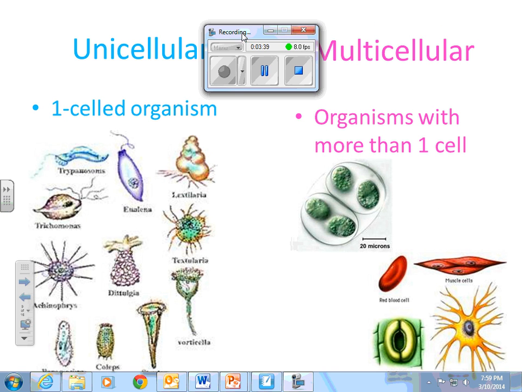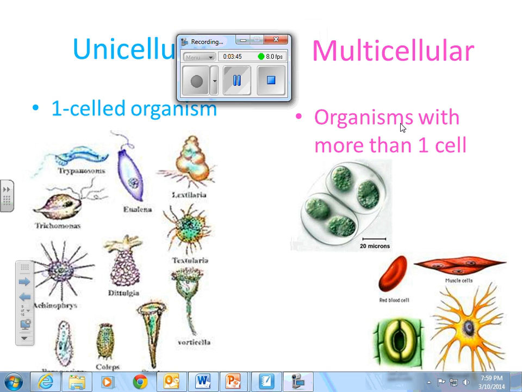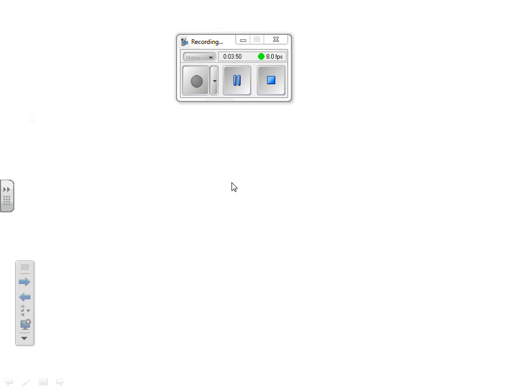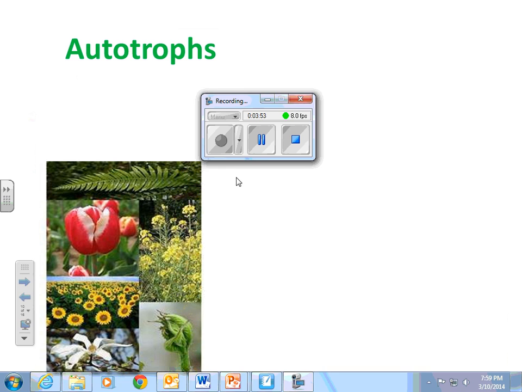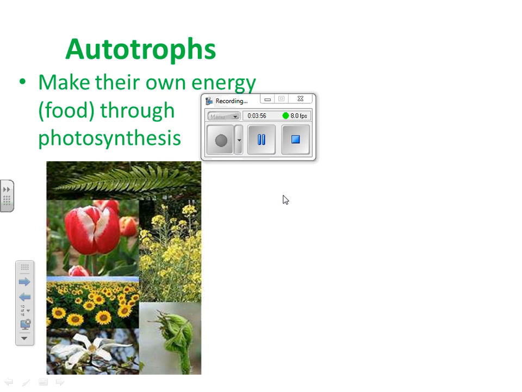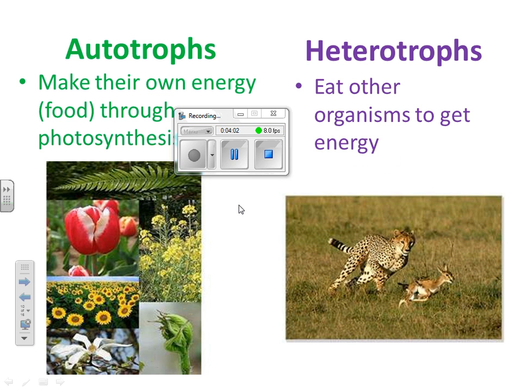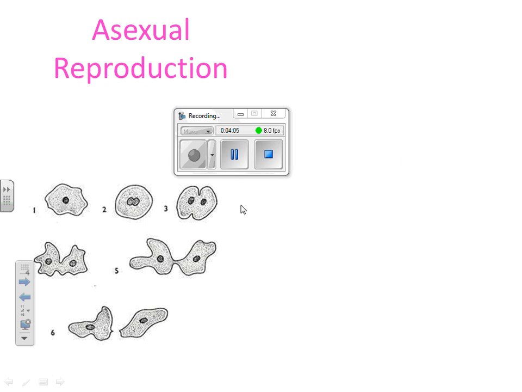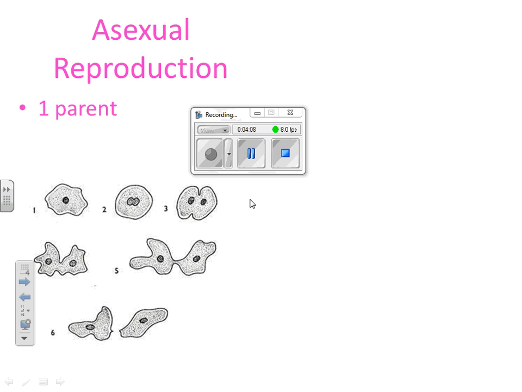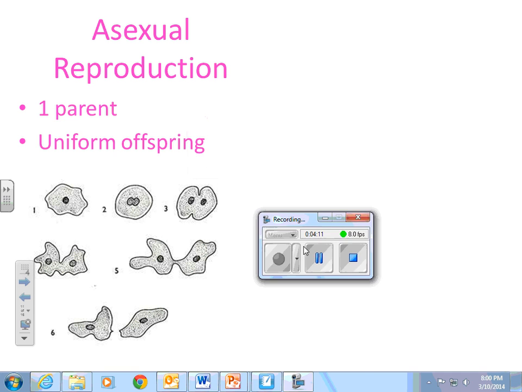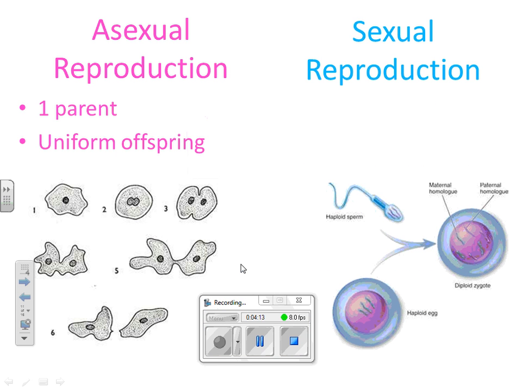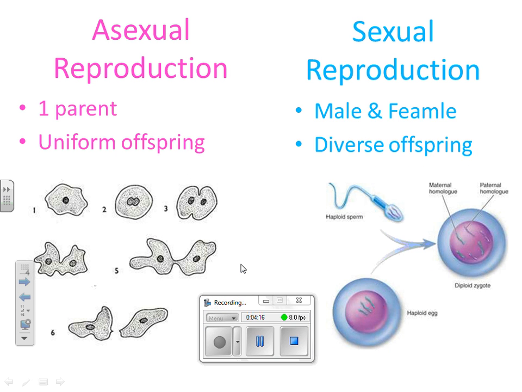Uni means one, so these would be single-celled or one-celled organisms. Multicellular, like us, has a lot of cells, and sometimes they have different kinds of cells or specialized cells. Autotrophs automatically make their own food through the process of photosynthesis. Heterotrophs, like us, have to eat or hunt to get energy. Asexual means you start with one parent and you will end up with uniform offspring. Sexual reproduction must have male and female, and it creates diverse or unique offspring.